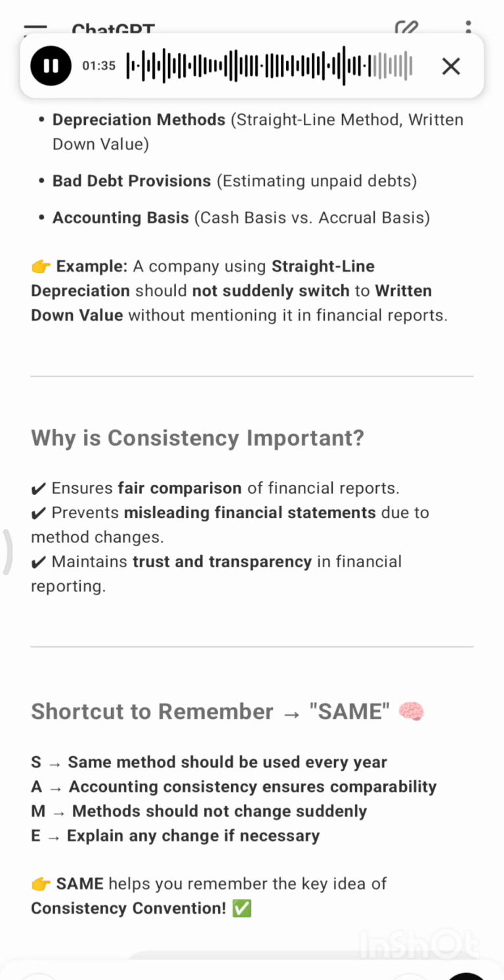Shortcut to remember, SAME. S: Same method should be used every year. A: Accounting consistency ensures comparability. M: Methods should not change suddenly. E: Explain any change if necessary. SAME helps you remember the key idea of consistency convention.